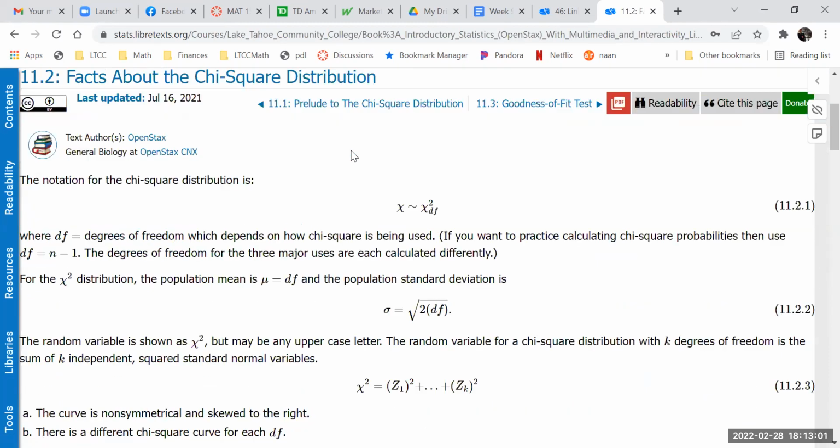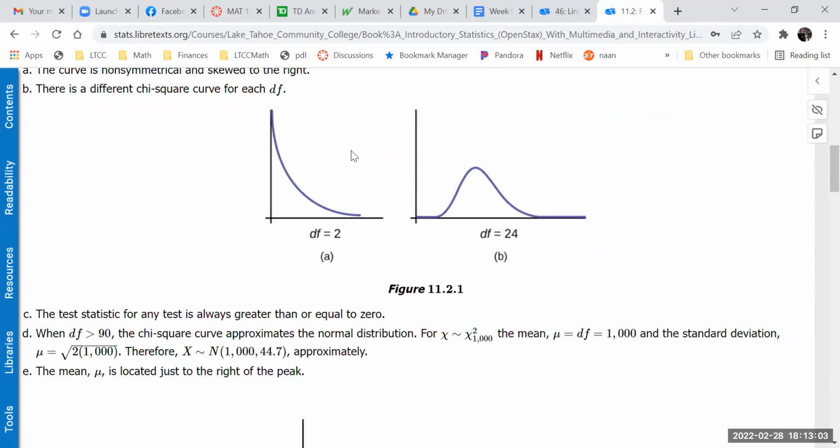Okay, so now we can see some pictures. So here's the chi-squared distribution. There's something called degrees of freedom, and that has to do with how many different categories there are, it turns out. I'm not going to get into the details, but it looks different depending on the degrees of freedom.